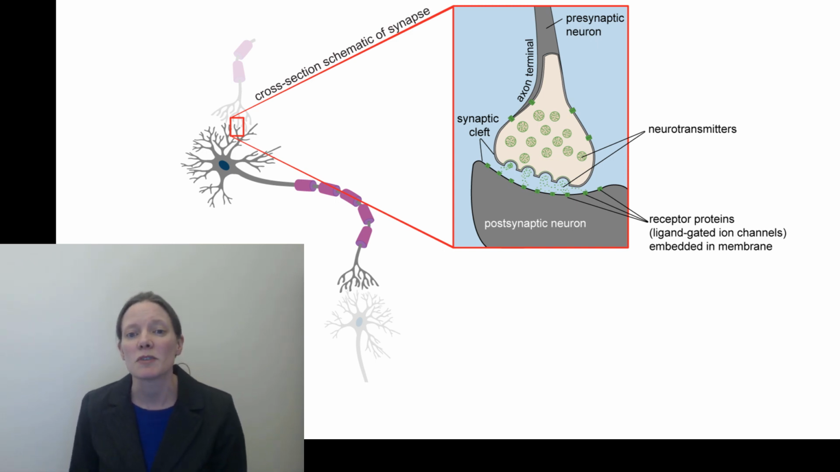The arrival of an action potential at the synapses causes the release of a chemical, called a neurotransmitter, by the presynaptic neuron into the synaptic cleft, that gap between one neuron and the next. The neurotransmitter diffuses across the gap, like a drop of dye in water, and then binds to specialized receptor proteins embedded in the postsynaptic membrane. That receptor then conveys a signal to the postsynaptic neuron.